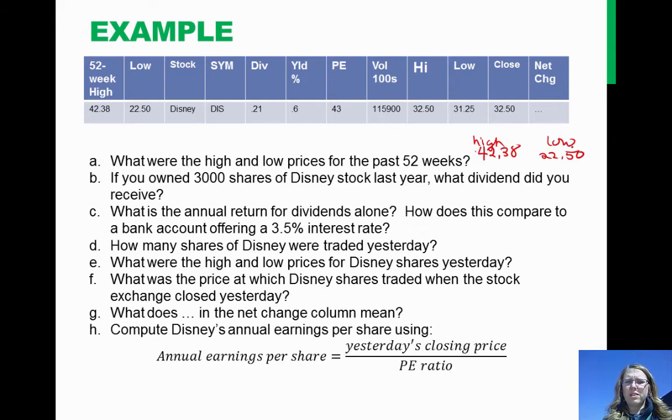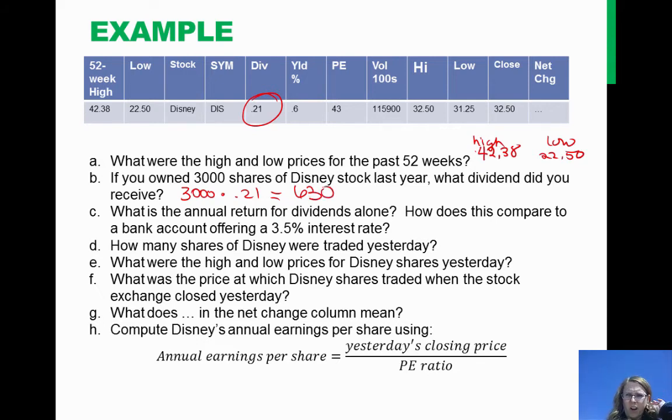If you owned 3,000 shares of Disney stock last year, what dividend did you receive? So notice we have a dividend of 0.21, so it'll be 3,000 times 0.21. And so if we multiplied that out, we would get $630.